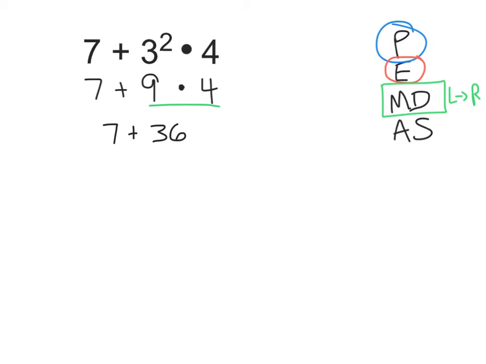And then lastly, we will get to our addition and subtraction. Again, from left to right. In this case, it doesn't matter, but we have addition to finalize this problem. Right there. So 7 plus 36 is 43, and that is our simplified answer to the expression.